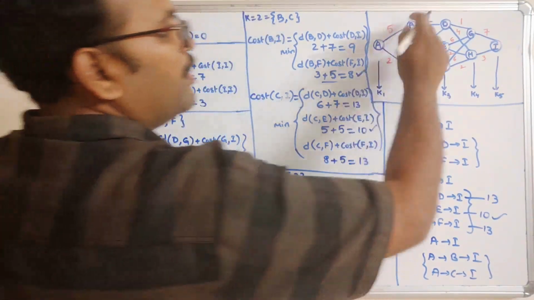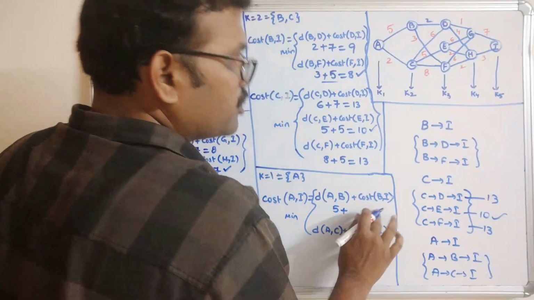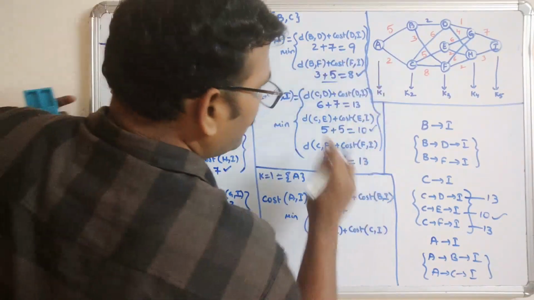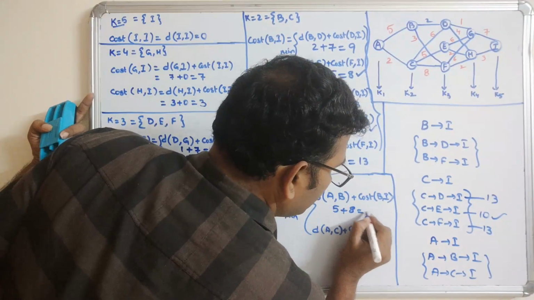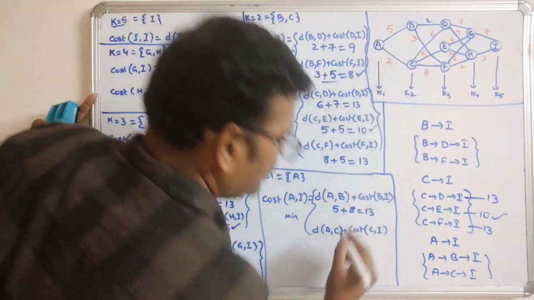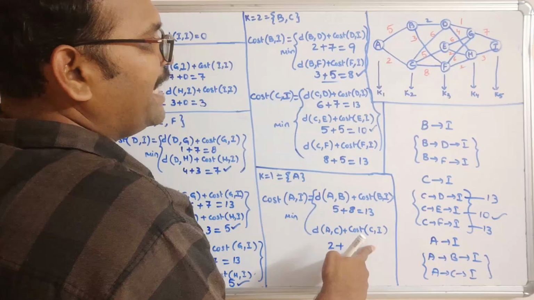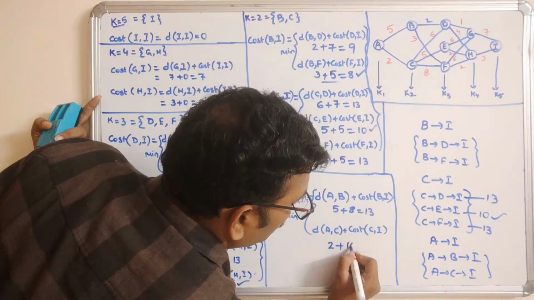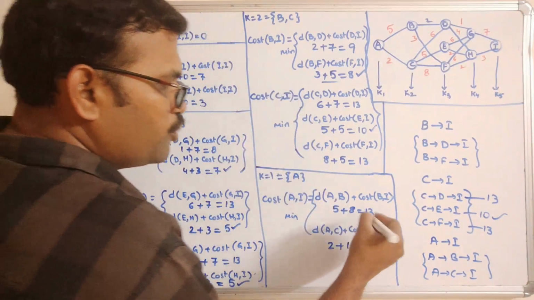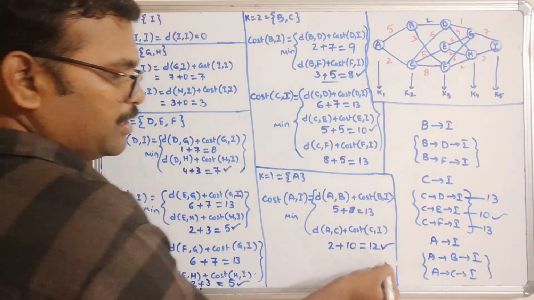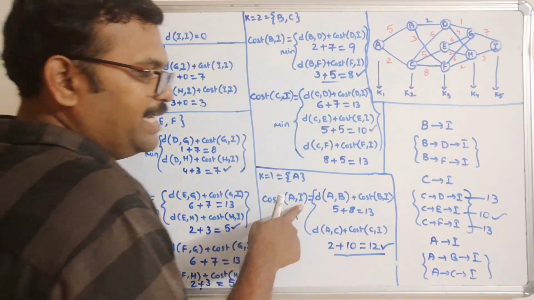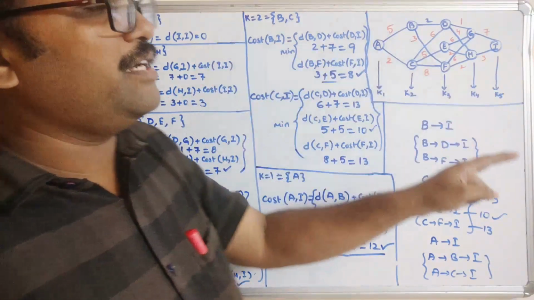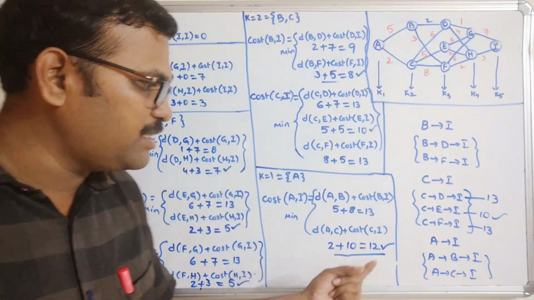Now D of AB, AB is 5, plus cost of BI. So here we have computed BI, right? So here we got a minimum value 8, 5 plus 8 which is 13, and D of AC is 2 plus cost of CI. So among these two we got 10, which is 12. Among these two, which one is the minimum? 12 is the minimum. So here A is the source and I is the destination. So in order to travel from source to destination, the minimum distance or the minimum cost is 12.